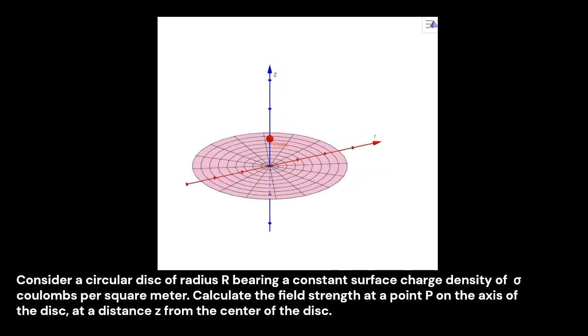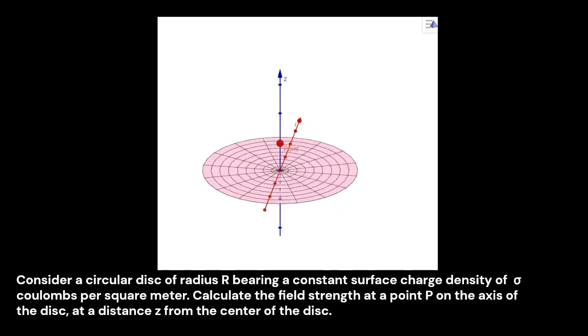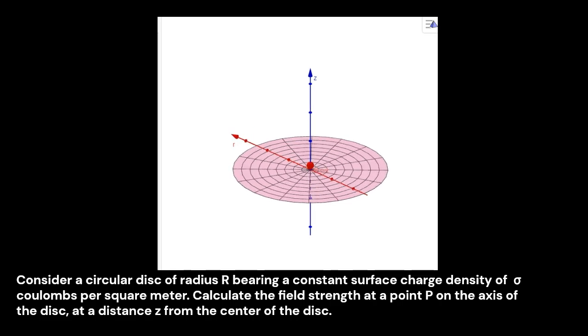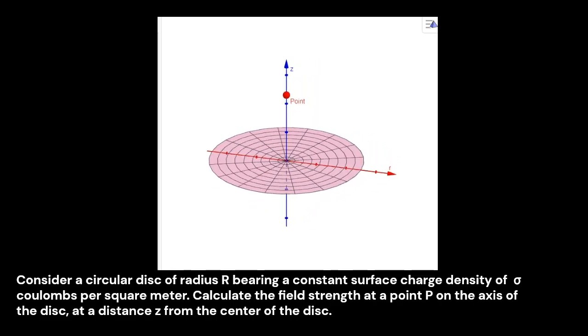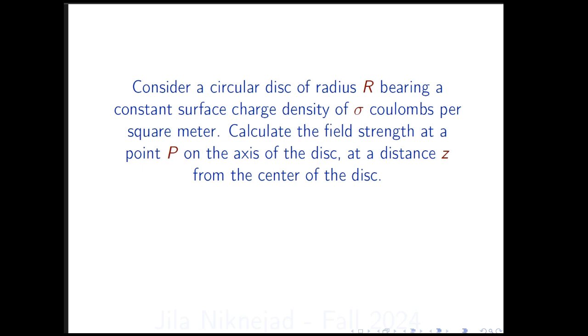In this video, we discuss charge disk. Consider a circular disk of radius r bearing a constant surface charge density of sigma. Calculate the field strength at a point P on the axis of the disk at a distance z from the center of the disk.